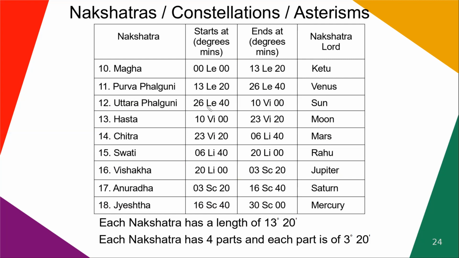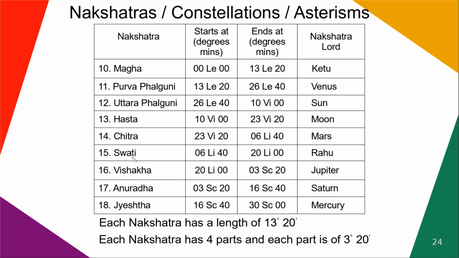Nakshatra number 12 is Uttara Falguni. It starts at 26 degrees 40 minutes in Leo, ends at 10 degrees in Virgo. Sun rules Uttara Falguni. Number 13 is Hasta. Starts at 10 degrees in Virgo and ends at 23 degrees 20 minutes in Virgo. Moon rules Hasta. Number 14 is Chitra. It starts at 23 degrees 20 minutes in Virgo and ends at 6 degrees 40 minutes in Libra. Mars is the ruler of Chitra.